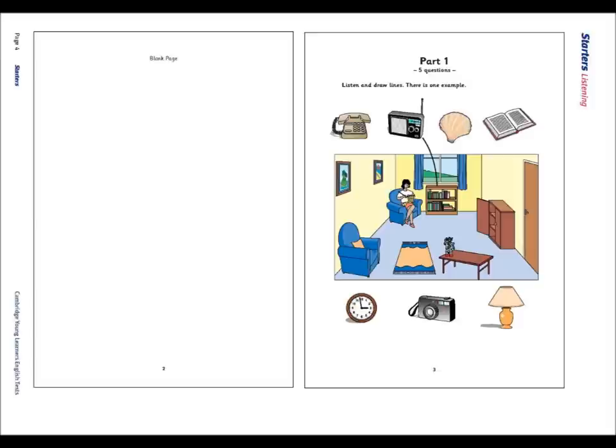Put the radio on the bookcase. Sorry? Put the radio where? On the bookcase. Right.